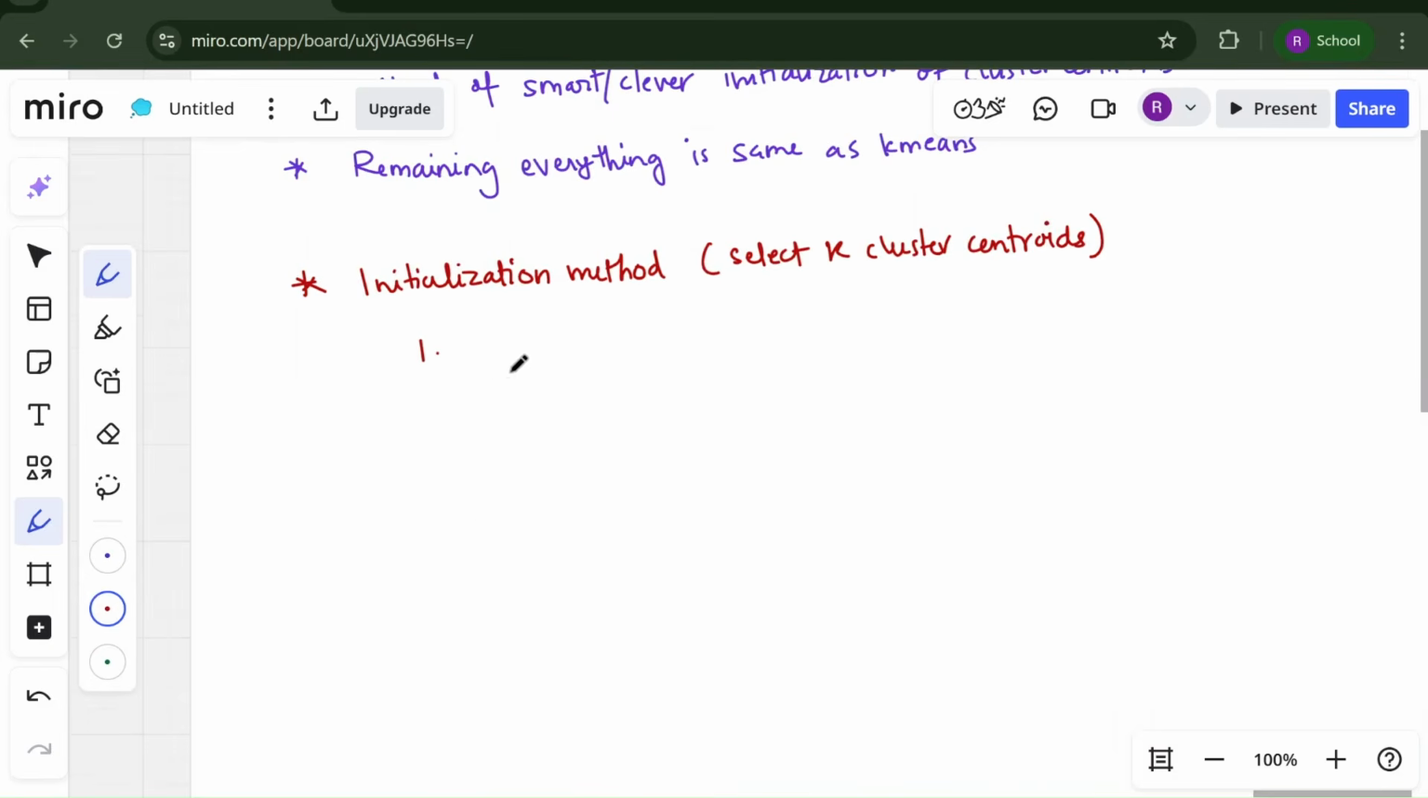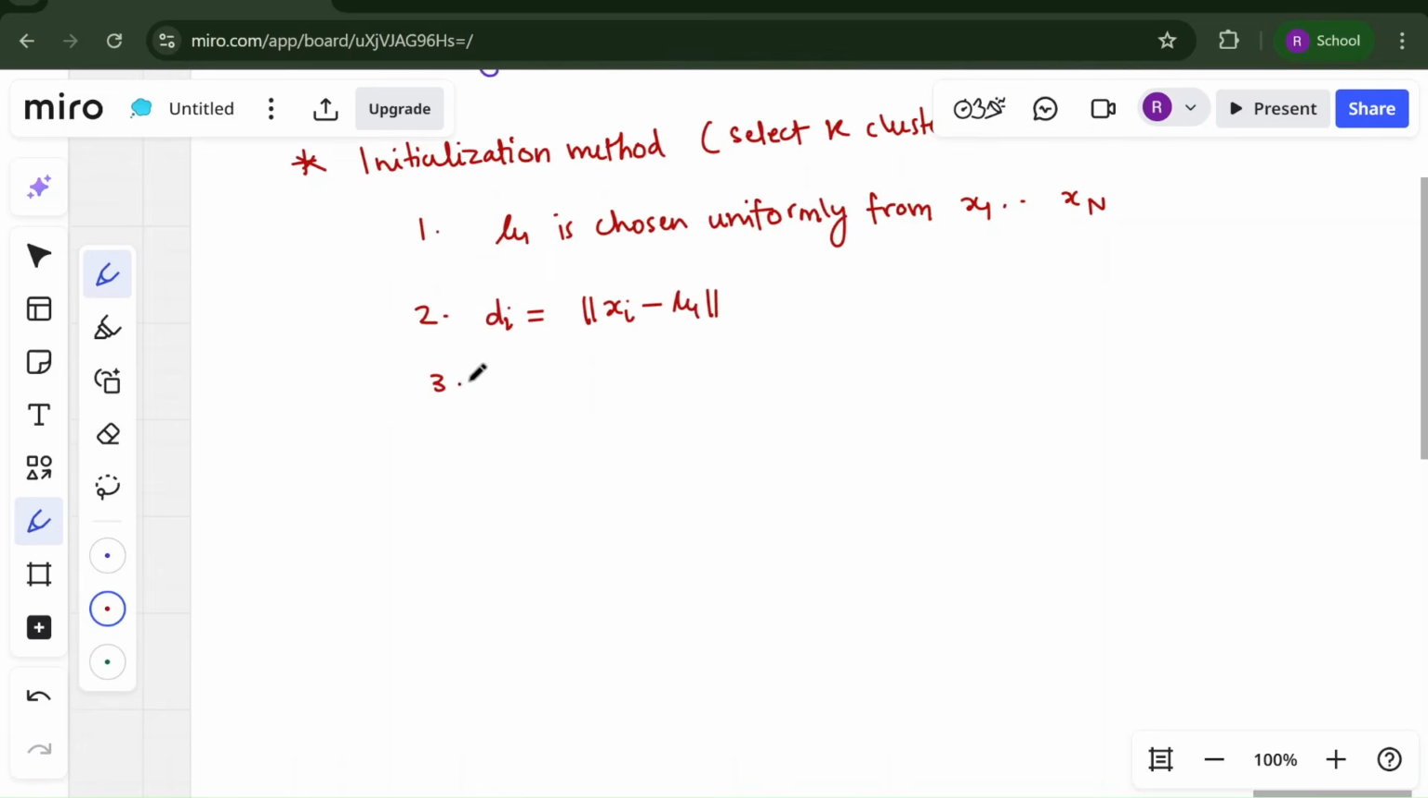First of all, mu1 is chosen randomly or uniformly. Uniformly means each point has the equal probability. Okay, uniformly from x1 up to xn. Okay, but once mu1 is chosen, what happens? We compute something called di. What is di? Di is the distance of xi, each data point from mu1.